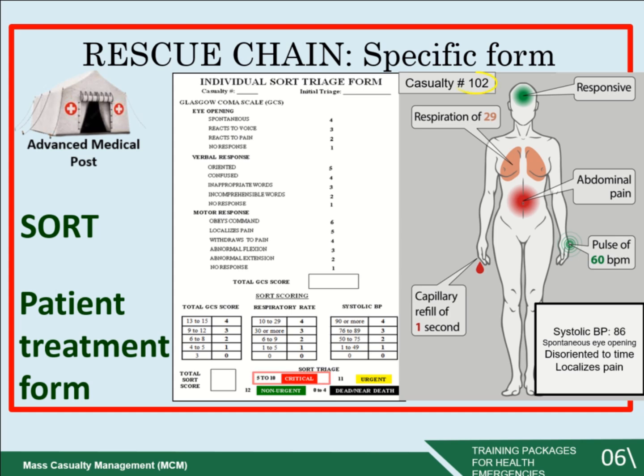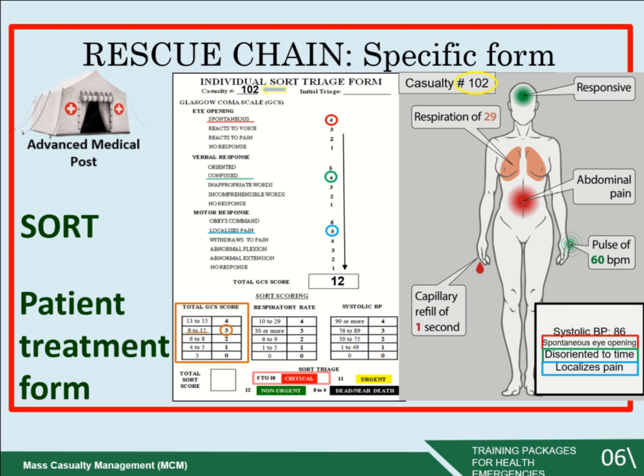So let's process. Again, the casualty number goes on this side of the form, and computing for the GCS, spontaneous eye opening has a numerical value of 4. For the verbal response, disoriented to time has a value of 4 as well. And for the motor response, localizes pain has a numerical value of 5. Now we'll have a total GCS of 12, and plotting it to our GCS score table, 12 has a numerical value of 3.